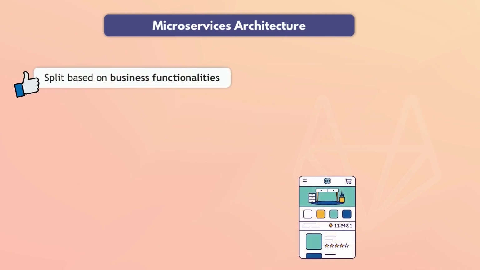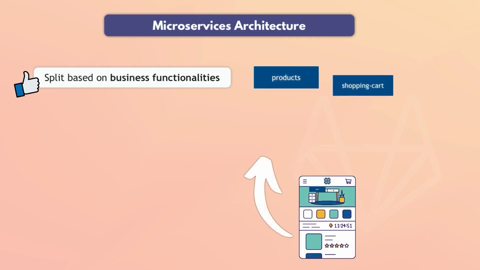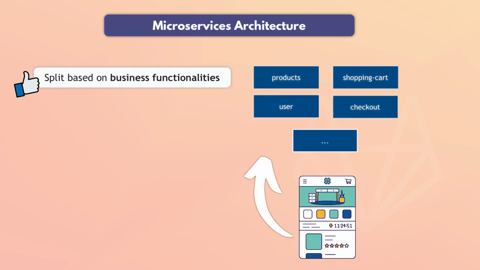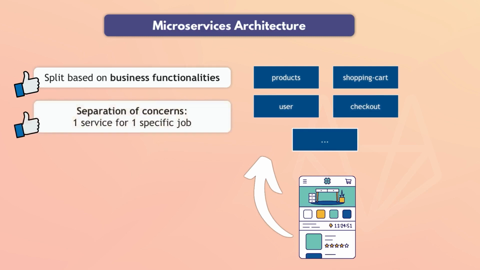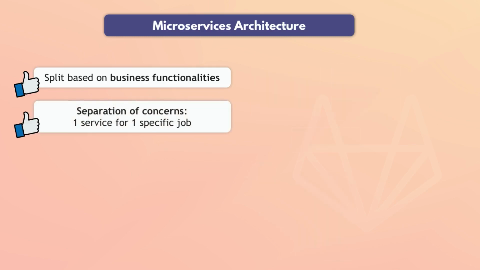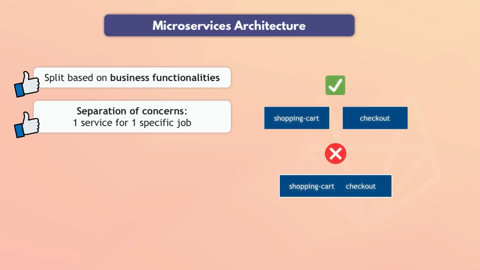So the microservices of an online shop application will be products, shopping cart, user accounts, checkout, and so on, because all these are basically business features. And in terms of the size, each microservice must do just one isolated thing. So you shouldn't have a microservice that is responsible for shopping cart logic and the checkout. You should always strive to keep one service doing one specific job.